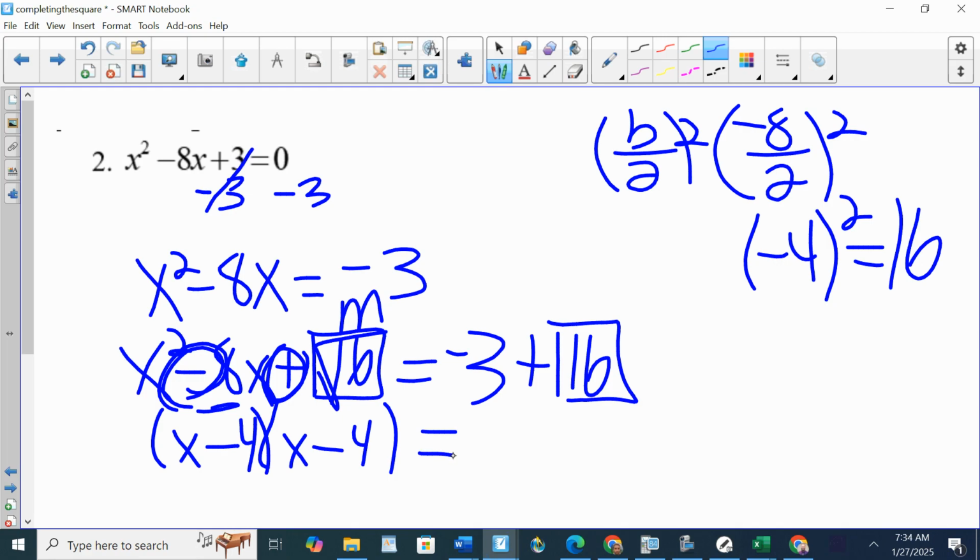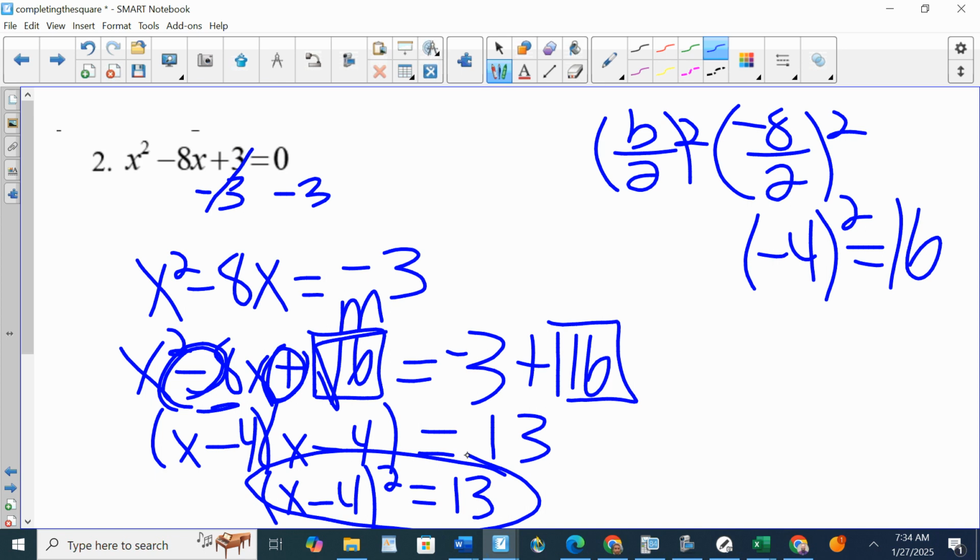Combine the right-hand side, negative 3 plus 16 is 13. And now I rewrite it as a binomial squared, x minus 4 squared equals 13. That's completing the square. There's different applications of it. So you might be watching this in preparation for different things, but that's how you complete the square.